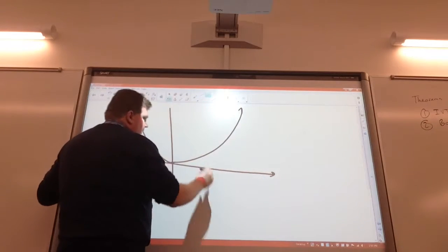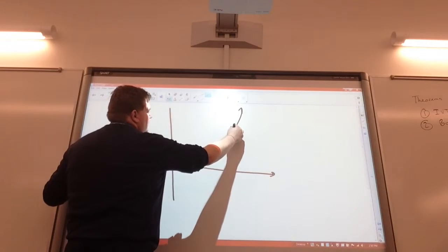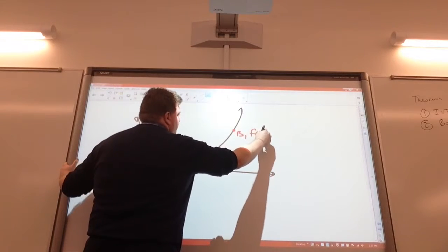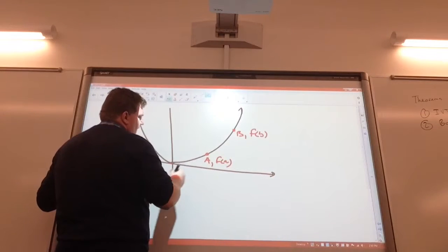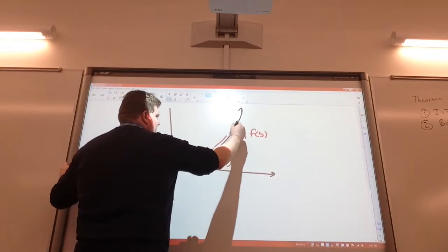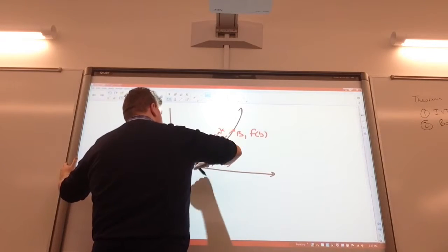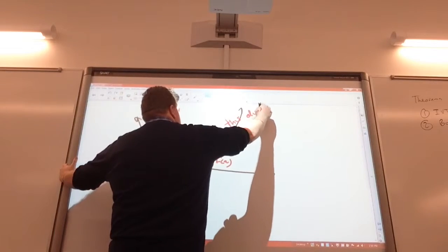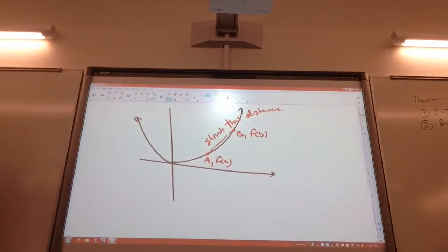Okay, so here's my point A, and I'm going to mark point B up here as well. So this is B, f of B, and this is A, f of A, if you will. I'm going to take this distance here and shrink it, so basically they lie right on top of each other.